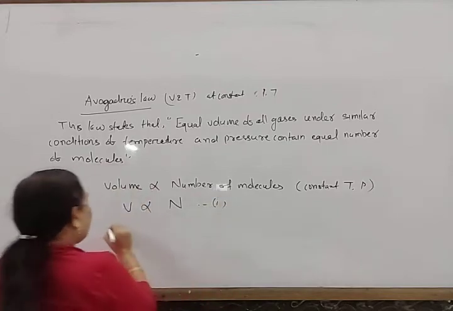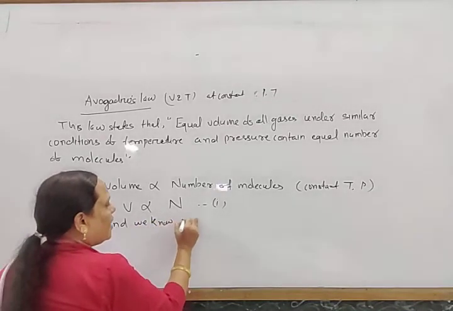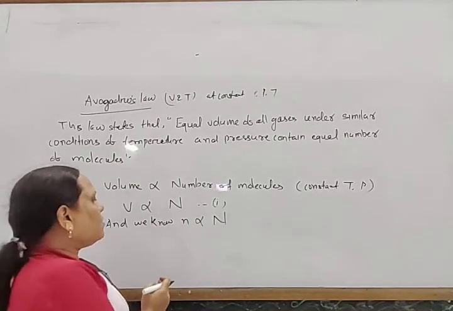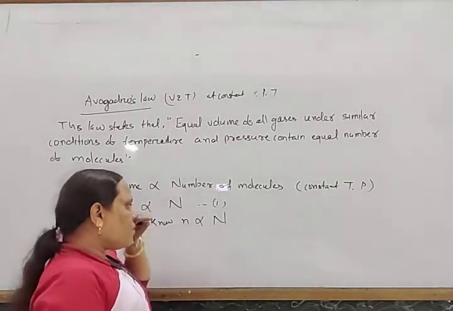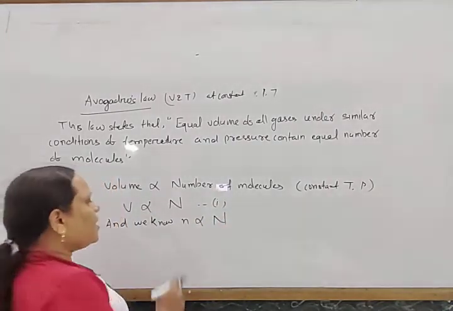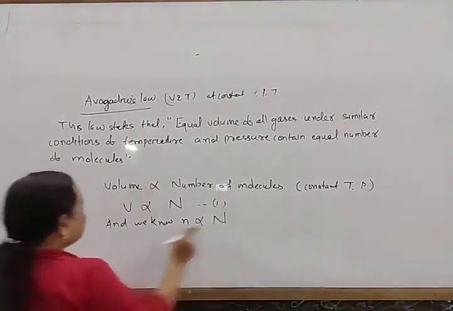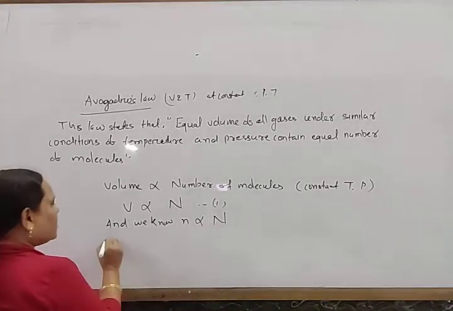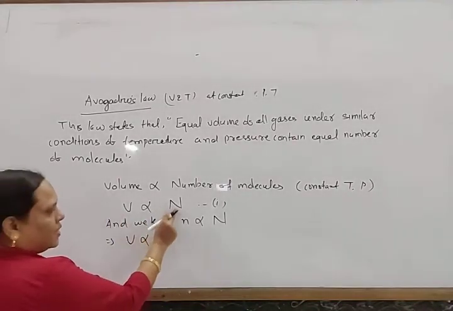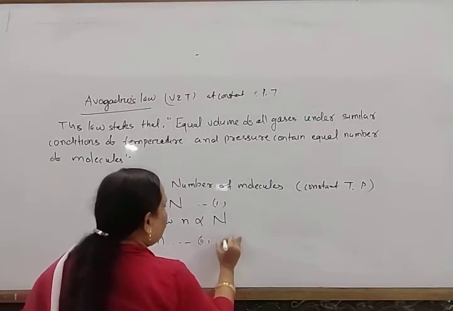We know that the number of moles is directly related to the number of molecules: number of moles equal to number of molecules divided by Avogadro's number. So n equal to N by Avogadro's number, and we know n is proportional to N. So V is proportional to N, N is proportional to n, and this implies V is proportional to n. This is equation 2, at constant T and P.